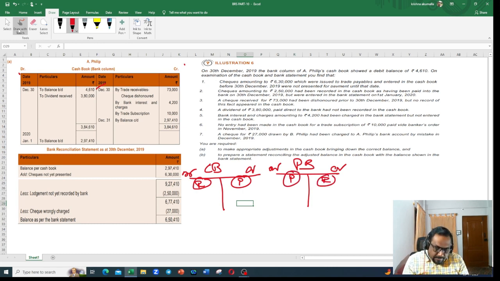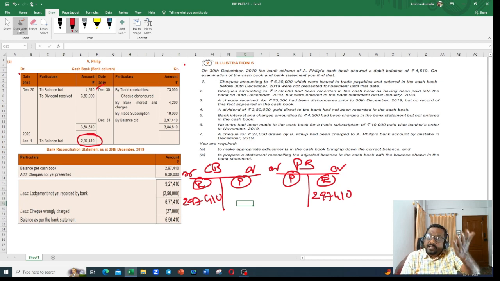Now, what is the balance you need to take as per cash book? 2,97,410. This is the debit balance. So on the debit side of the cash book we will put 2,97,410, and we will take the same balance in the passbook as well. 2,97,410 we put on the credit side. Why credit side? It is a liability for the bank.